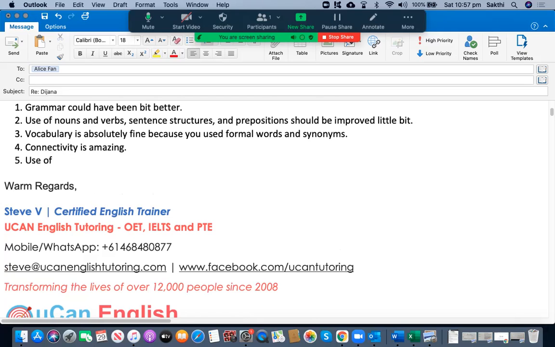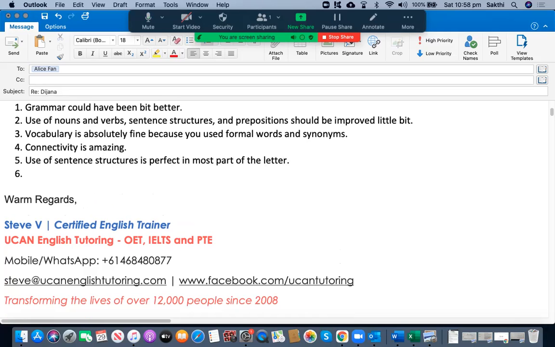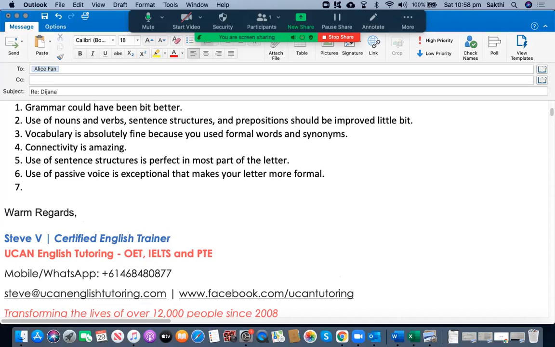You were able to use a range of sentence structures, which is perfect in most parts of the letter. You were able to use those sentences very well. Use of passive voice is exceptional. That makes your letter more formal. Well done. You have done a wonderful job by appropriately using the passive voice form in your sentence structure.